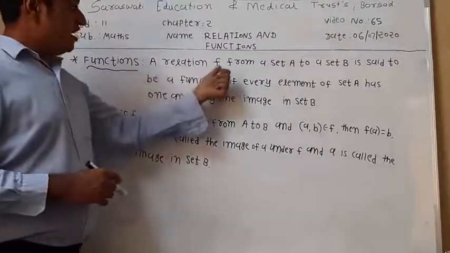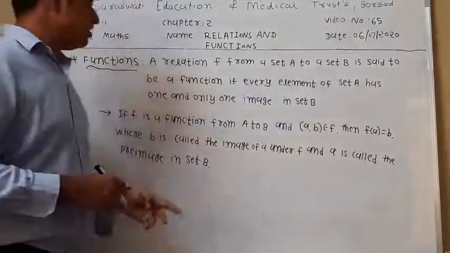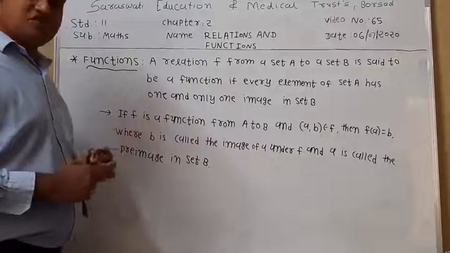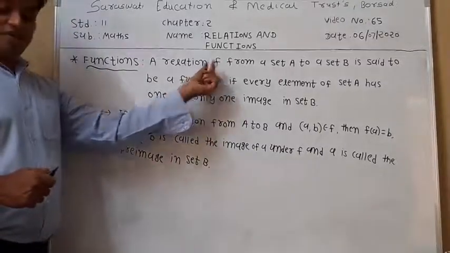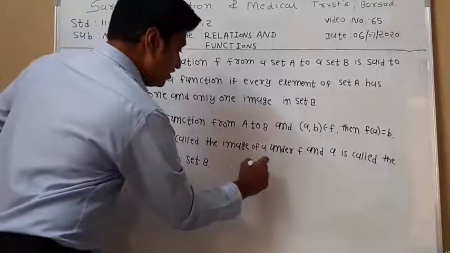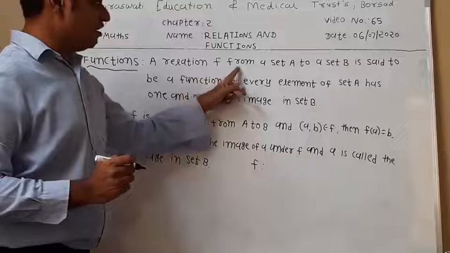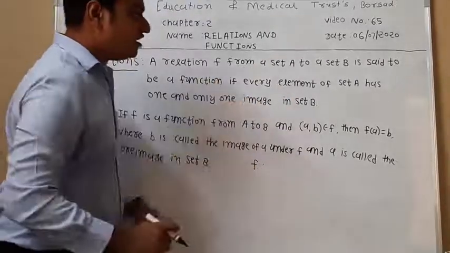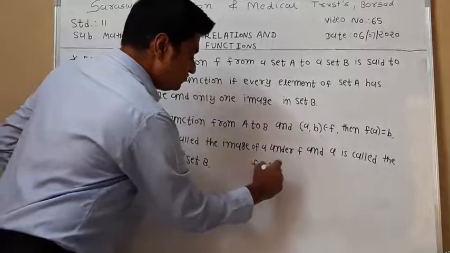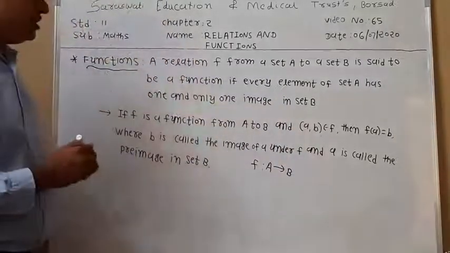A relation f from a set A to a set B is said to be a function. A function is denoted by small f. Symbolically, we can denote it as f from set A to set B. That means we can write f from A to B.